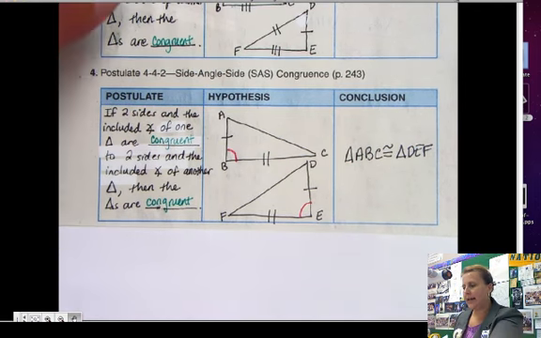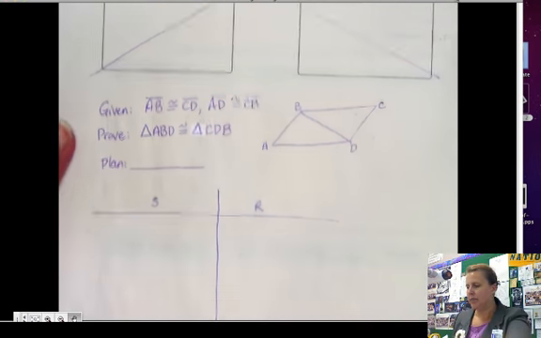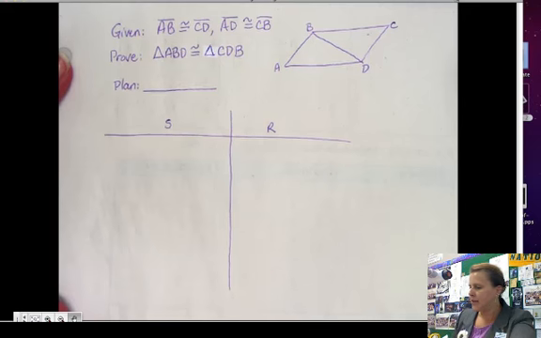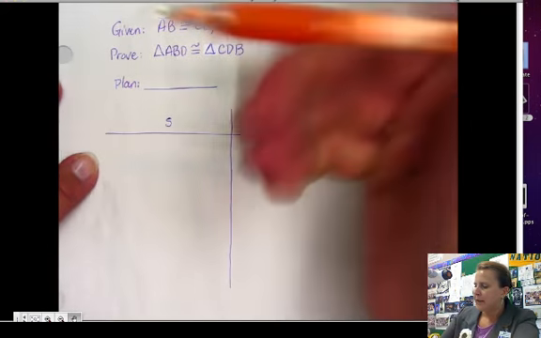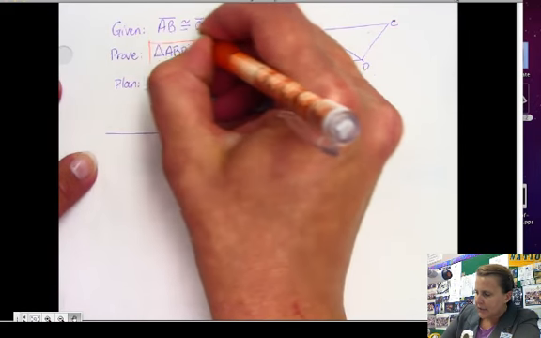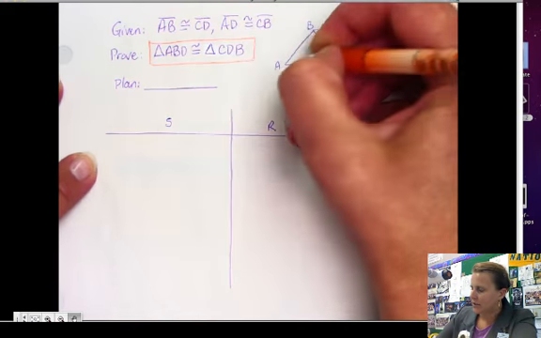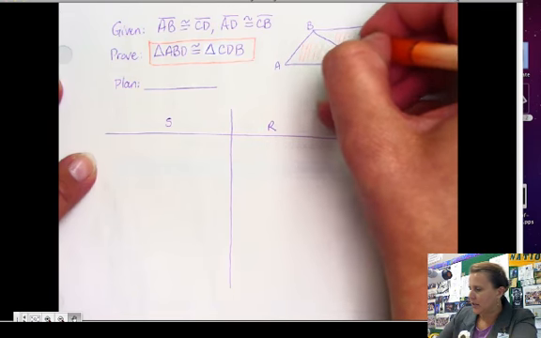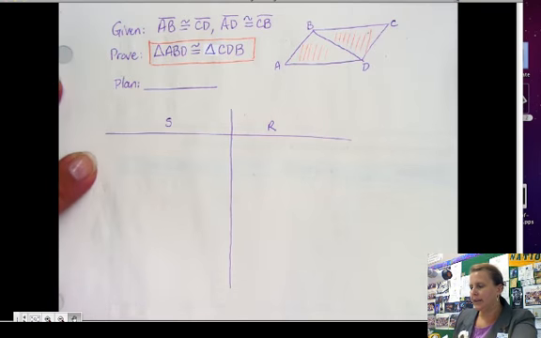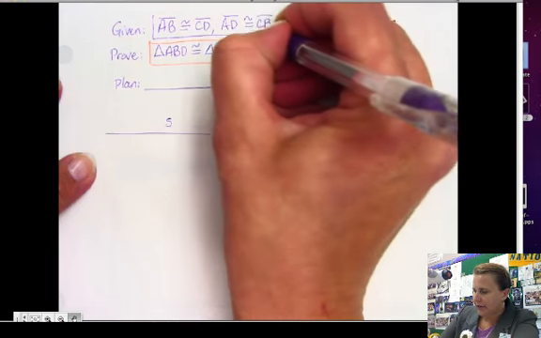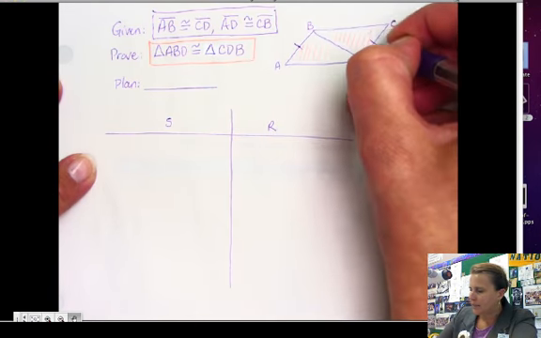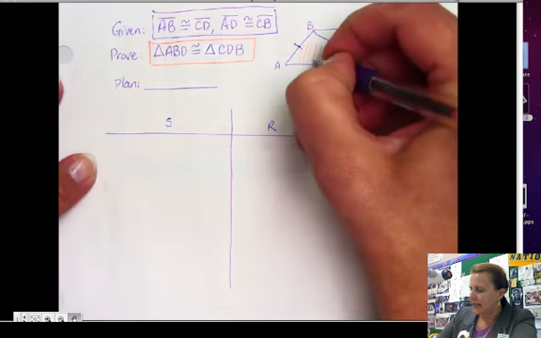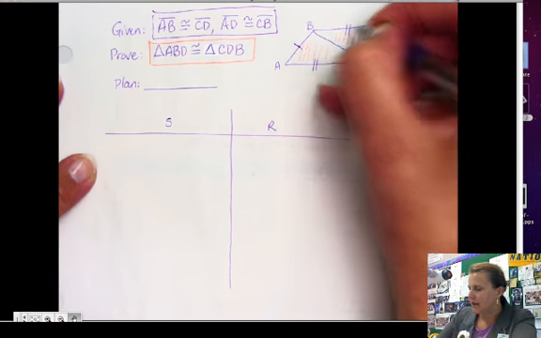So let's go ahead and write out a proof. We're not going to do this top one, but I do want to do a proof with you. So here's our proof. We want to prove that the two triangles are congruent, so this triangle is congruent to this triangle. Let's see what we're given. We're given that AB is congruent to CD. We're also given that AD is congruent to CB.